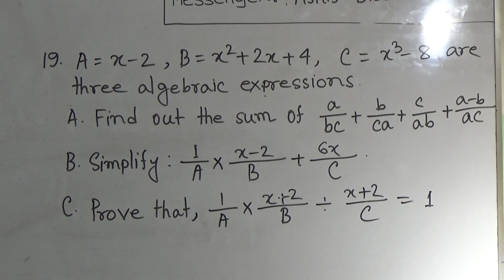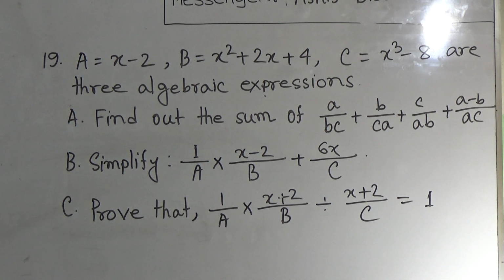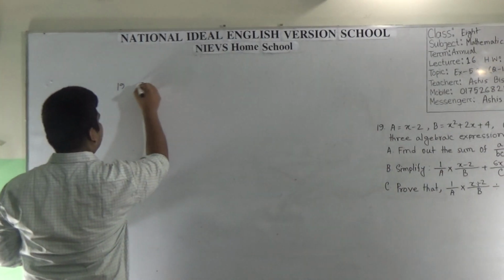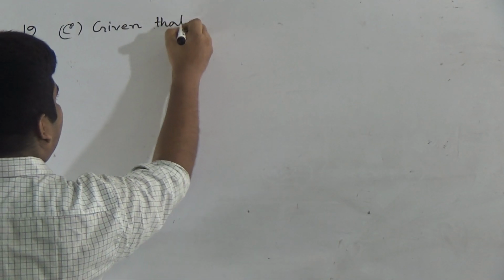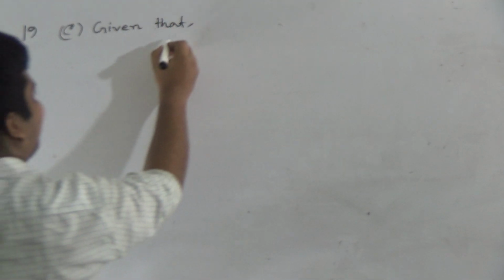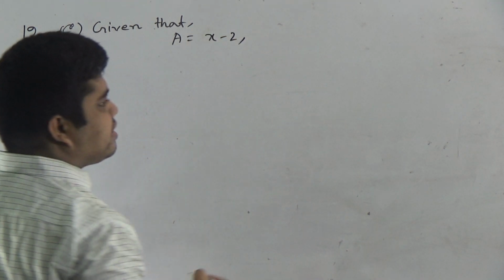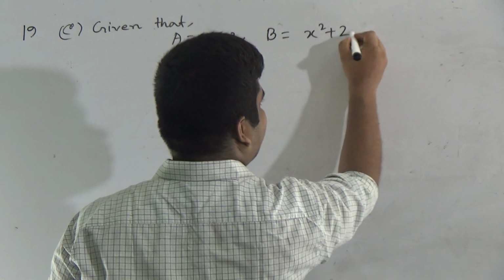In order to solve the left hand side, we need the value of A, B and C. So first of all, in order to prove C, you must write given that. Given that. What is the value of A? The value of A is x minus 2. What is the value of B? The value of B is x square plus twice x plus 4.